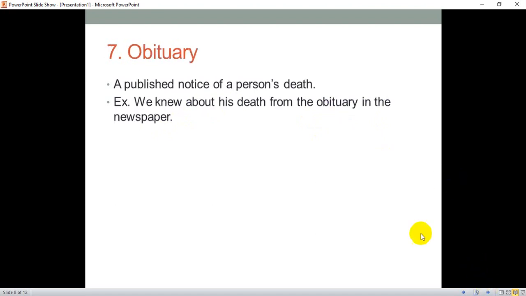Number 7, obituary. An obituary is a published notice of a person's death, okay, usually in a newspaper. We knew about his death from the obituary in the newspaper. It means that they read this page in the newspaper called the obituary page, and they learned that a certain person died because they read it in the obituary. Okay, so an obituary is a published notice of a person's death. Usually it's in a newspaper.